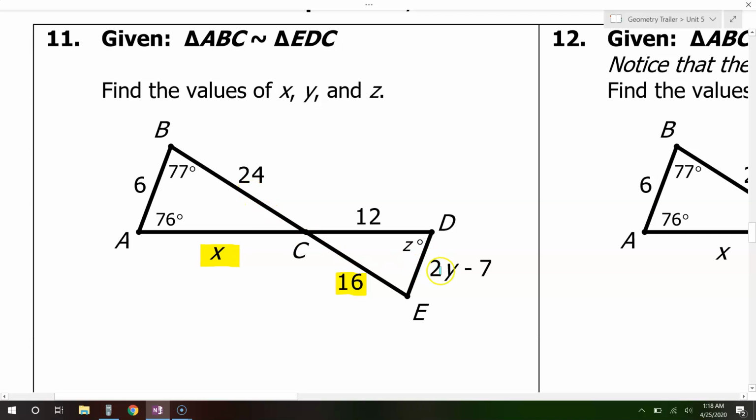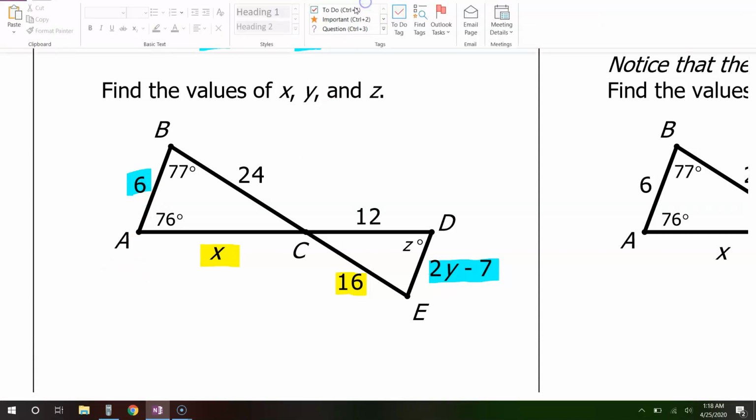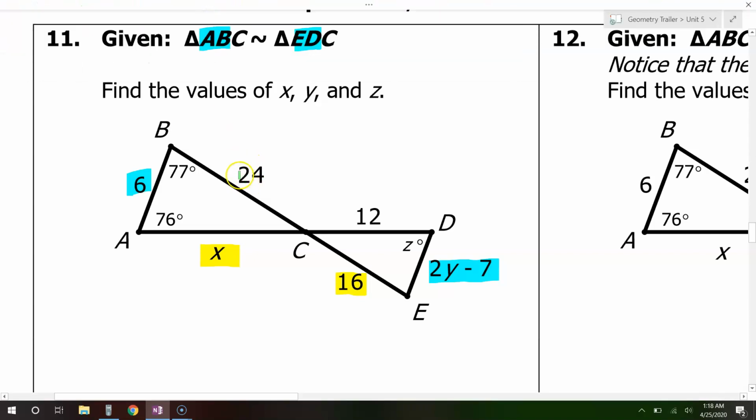Okay, look at this 2y minus 7. That's DE. DE is right here. That's going to correspond with AB. AB is right here, so those are corresponding sides. Okay? Obviously, that leaves these to be corresponding sides. Okay, so that will help me find the sides.